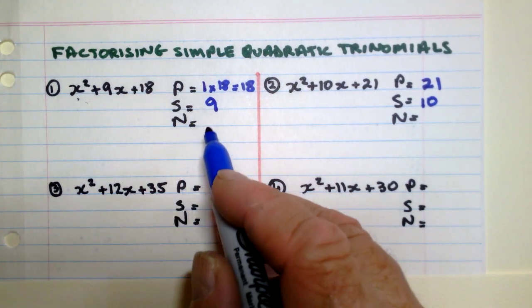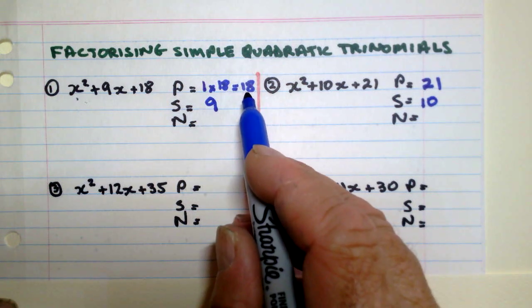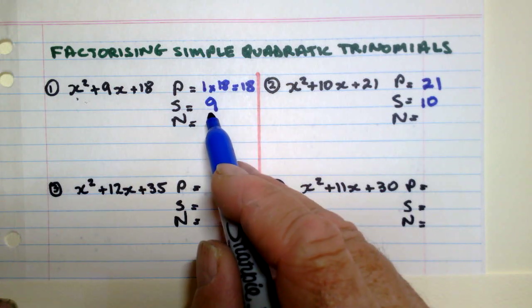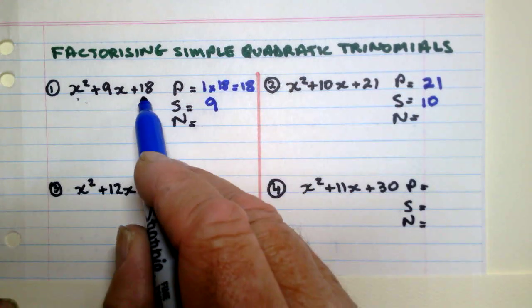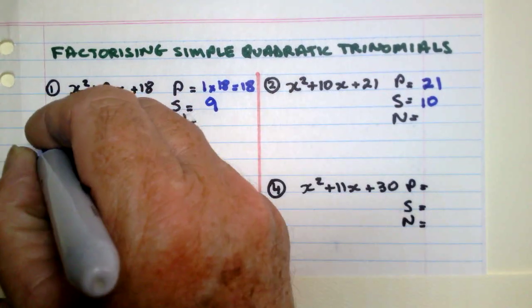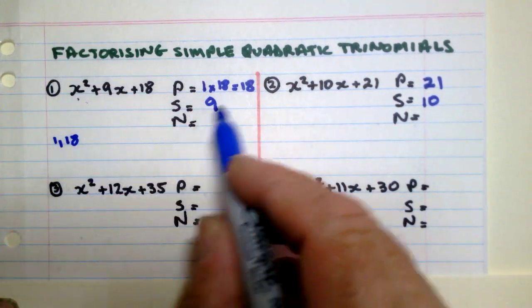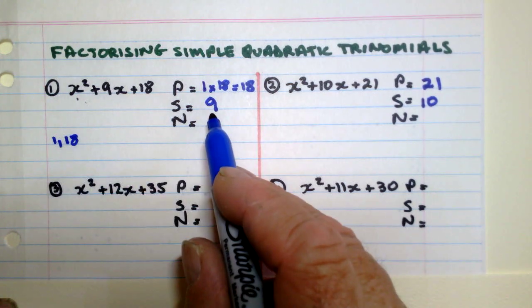Okay, now the guessing game starts. I've got to think of 2 numbers that when multiplied give me, or whose product is 18, but when added, the 2 numbers together, give me 9. So if you struggle with that a bit, you can just list the factors of the constant term. So, what are the factors? 1 and 18, but whilst 1 times 18 is definitely 18, I can't combine 1 and 18 to add them to get 9, can I?